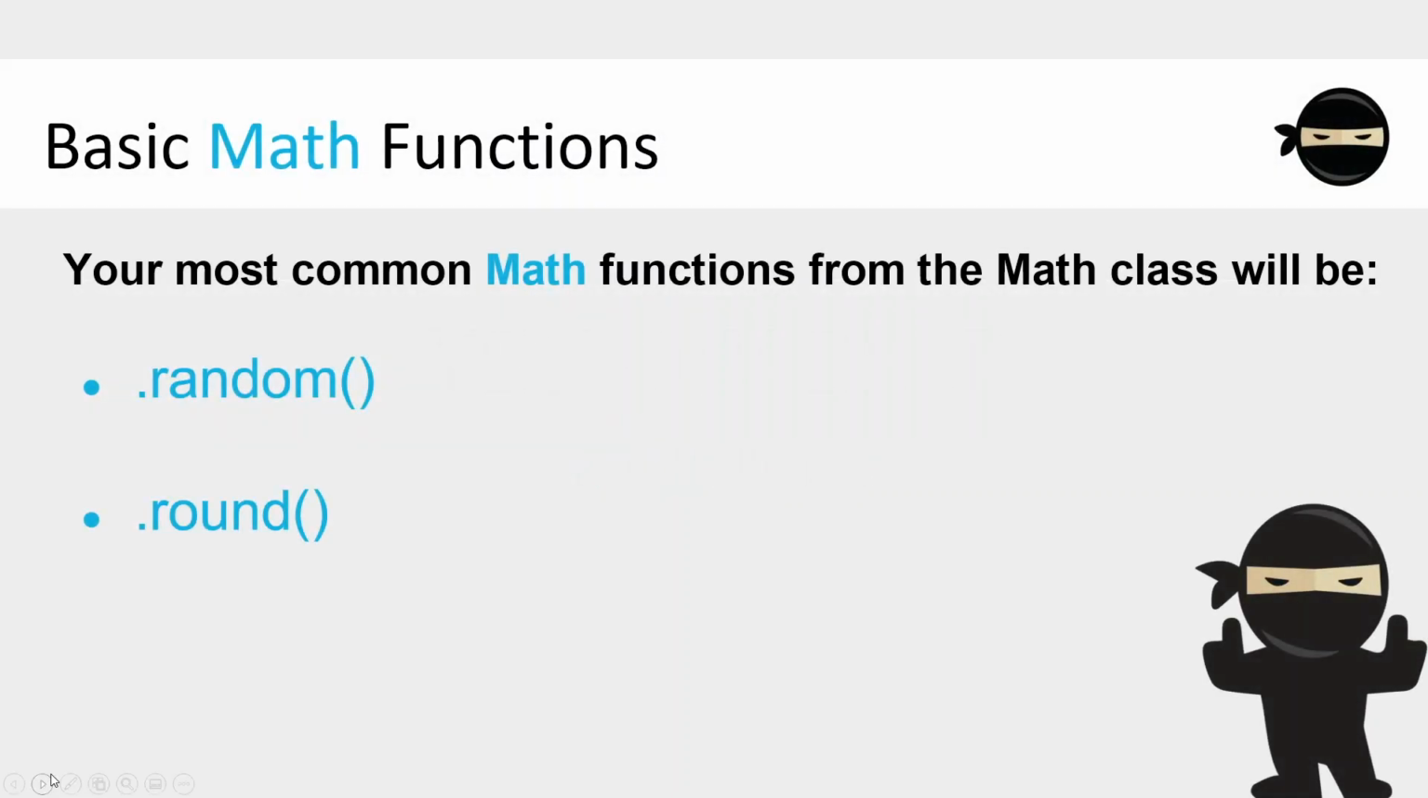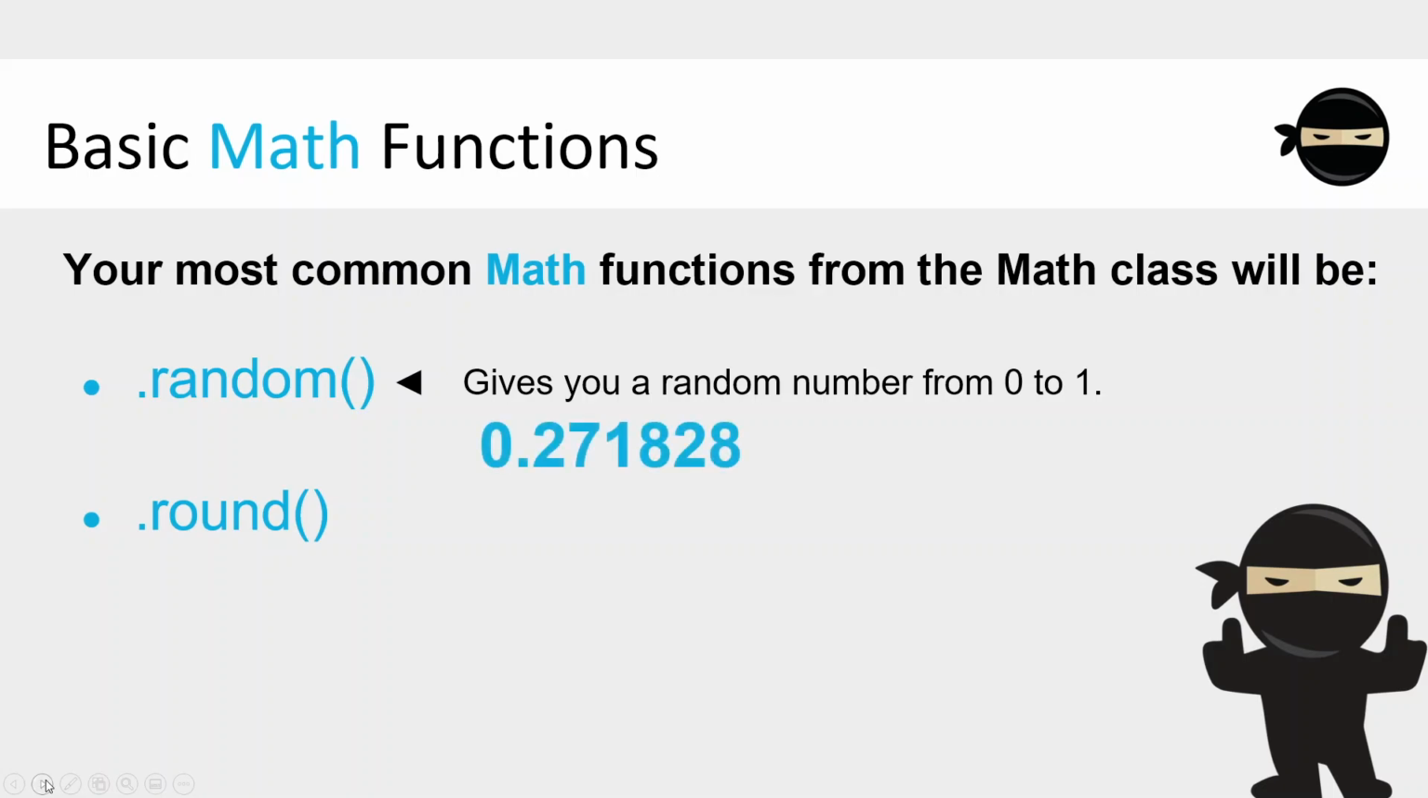So, do you remember what the dot random function does? Yes? No? Well, if you said that it gives you a number between 0 and 1, that would be correct. But if you said that it's not a whole number or not an integer, that's going to give you bonus points. Because what it does is it gives you a random decimal that can either be a number like this or a number like that.